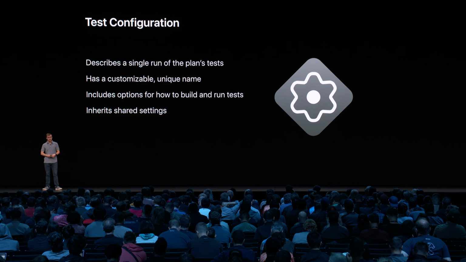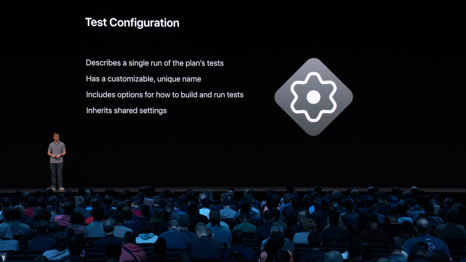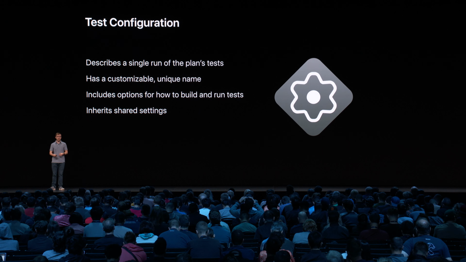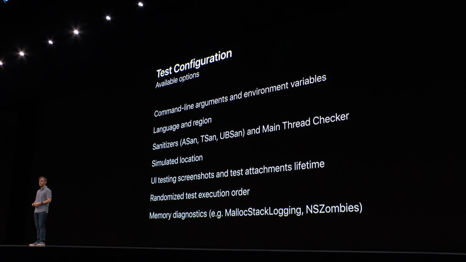Now, each test configuration includes all of the options for how to build and run your tests, and they can inherit any common options from the shared settings level of the plan. So if you have any settings that are the same each time you run your tests, you can just define them in one place and not need to repeat yourself. So if you're curious, here's the full list of all the options that you can set on each test configuration. And all of these can be found in the Test Plan Editor's Configurations tab that I showed.